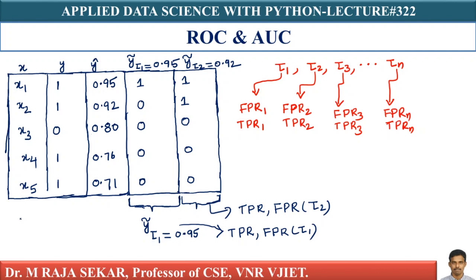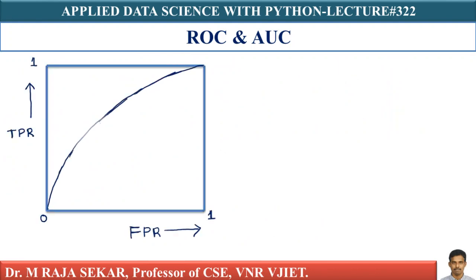Now, I will draw a plot like this. Which plot will I draw? Just see, this is the plot. I will draw a plot where my x-axis is FPR. That's important: this x-axis is FPR.